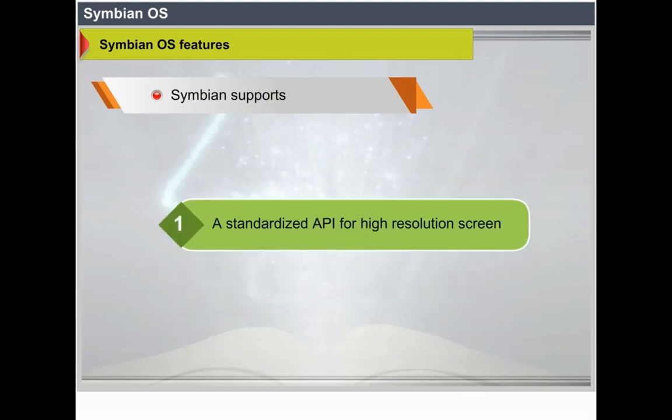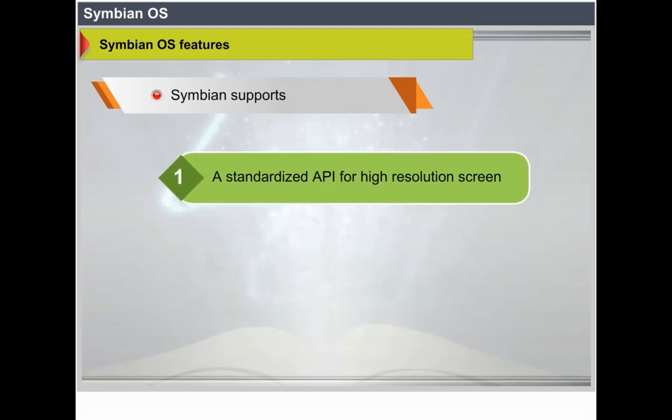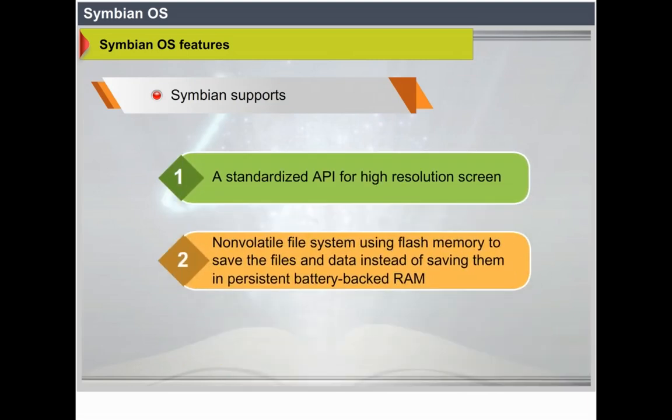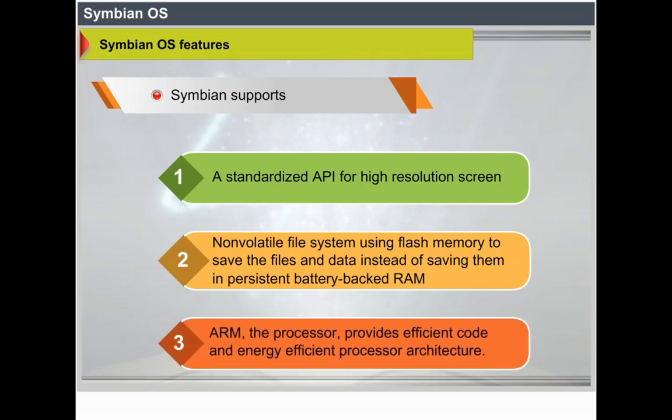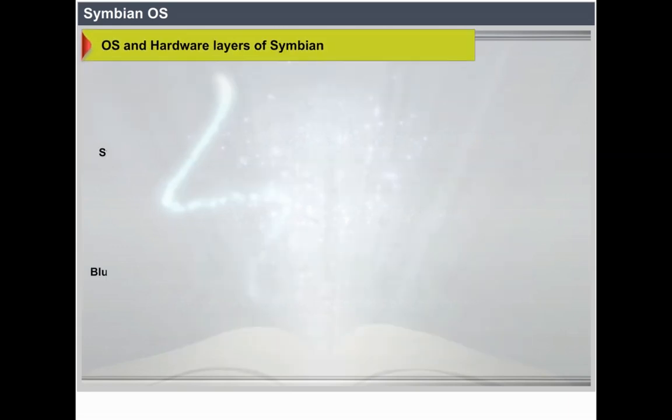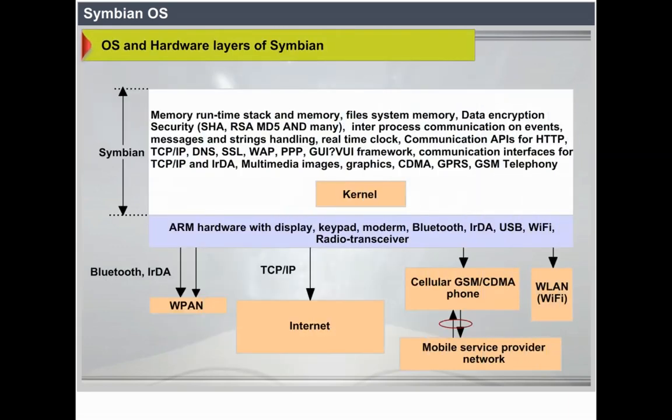Symbian supports a standardized API for high-resolution screen, non-volatile file system using flash memory to save the files and data instead of saving them in persistent battery-backed RAM. ARM, the processor which provides efficient code and an energy-efficient processor architecture. Figure below shows OS and hardware layers of Symbian.